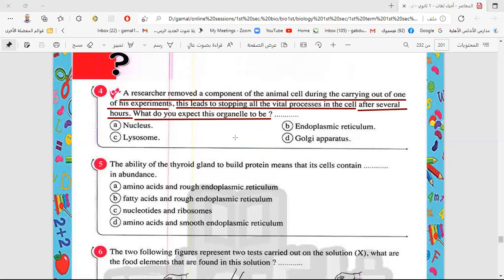Which organelle is the most important in the cell? If you remove it, the cell loses all vital activities and all vital processes. Which one do you think, Omar?